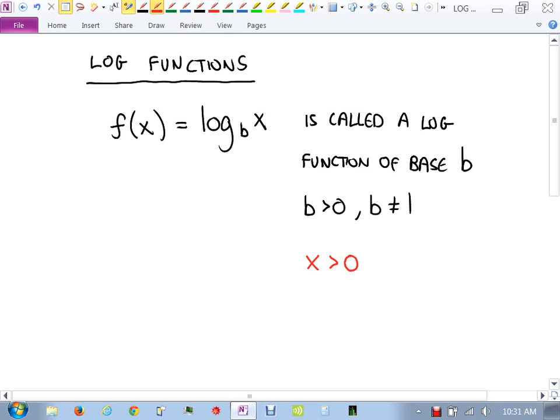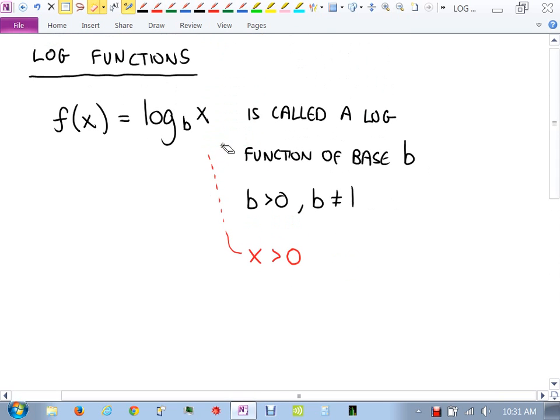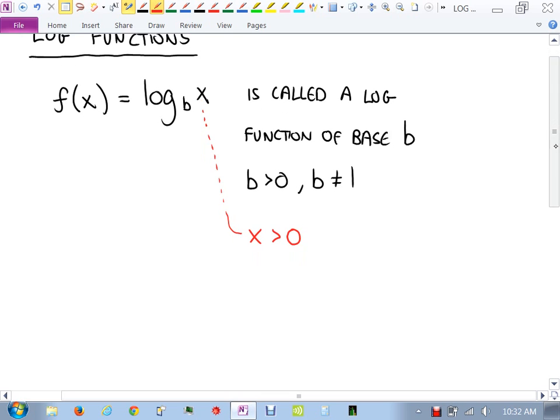That means what you plug into the log right here, that number, you must make sure that it's positive. You cannot plug a negative number or even 0 into a log. It'll freak out. It's kind of like, remember, you couldn't divide by 0? Log functions, you can't do anything but positive numbers. You try something else, it'll mess up. All right, this is going to be good.